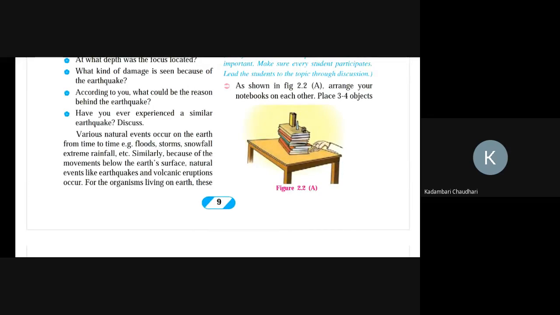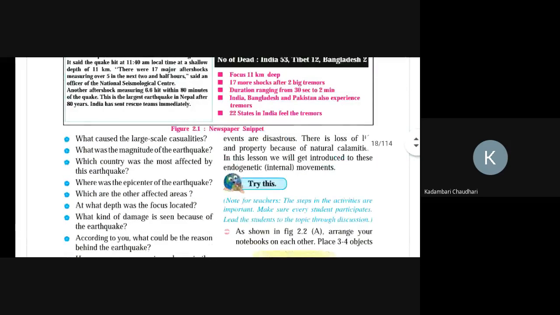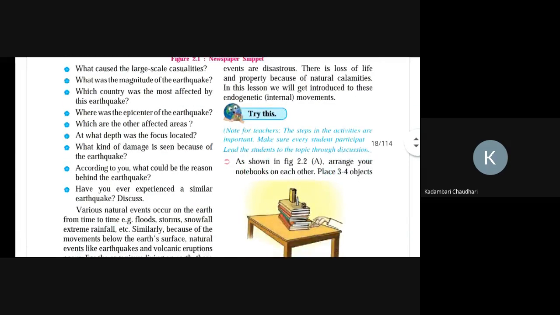Earthquakes get triggered or volcanic eruptions can be triggered on the earth. For the organisms living on earth, these events are disastrous. Basically these events are disastrous to the animals or the people living on the earth.